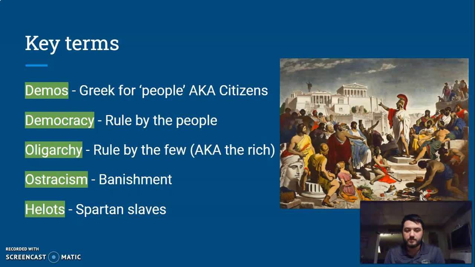A couple other terms that you'll know will be ostracism, which is a banishment. I'll get more into that later. And then helots, which are Spartan slaves, which we'll also get into later.